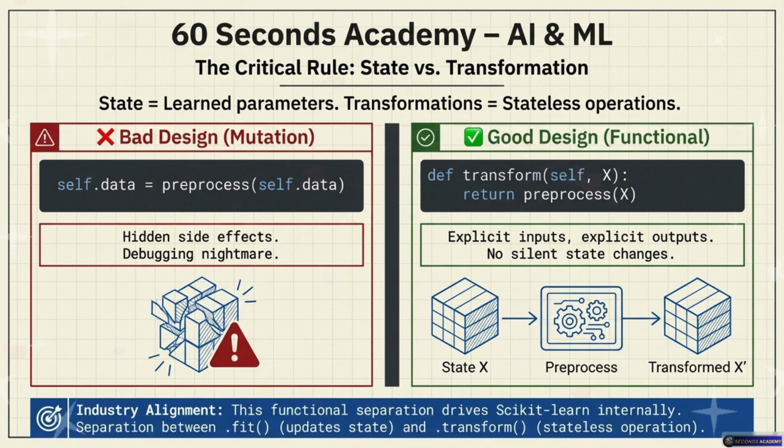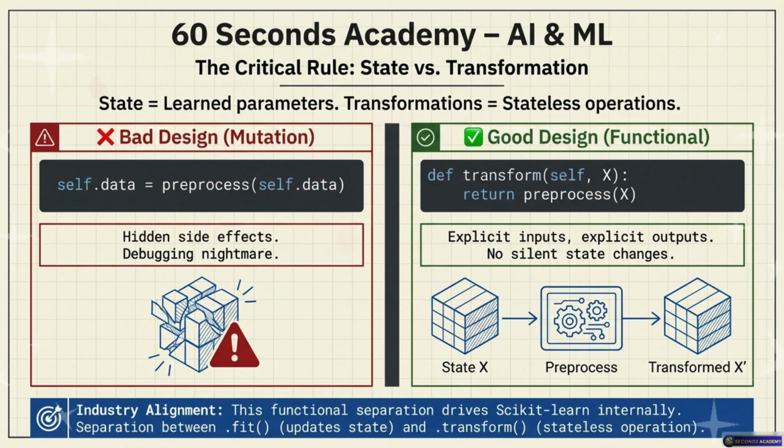So the functional approach is the alternative. Instead of mutating internal state, we write a method like def transform(self, x): return preprocess(x). Yes. You pass the data in as x, the method does its work on x, and it returns a brand new output. It never touches, alters, or even looks at self.data. So the internal state of the object remains pristine and untouched.